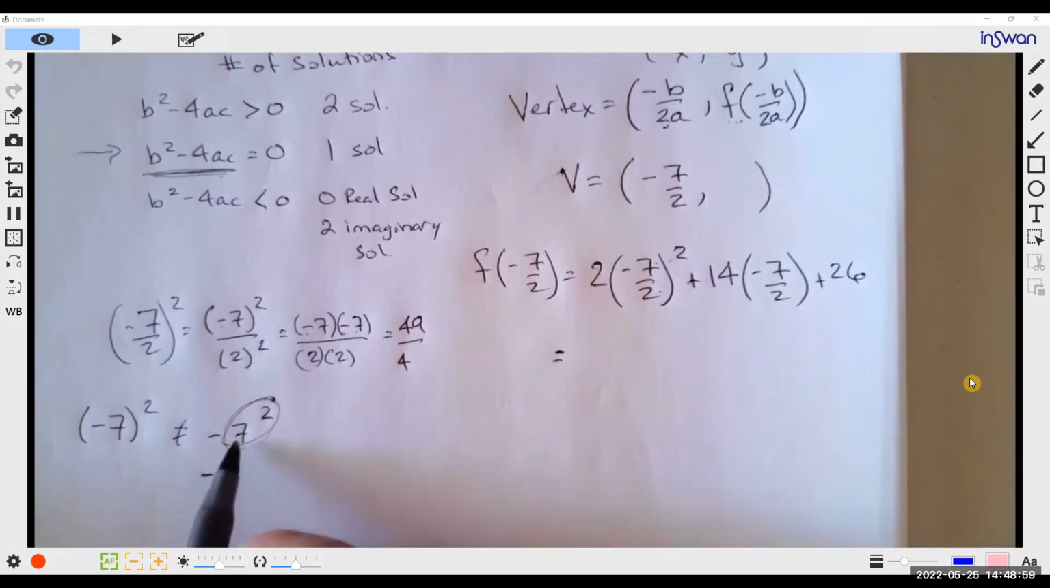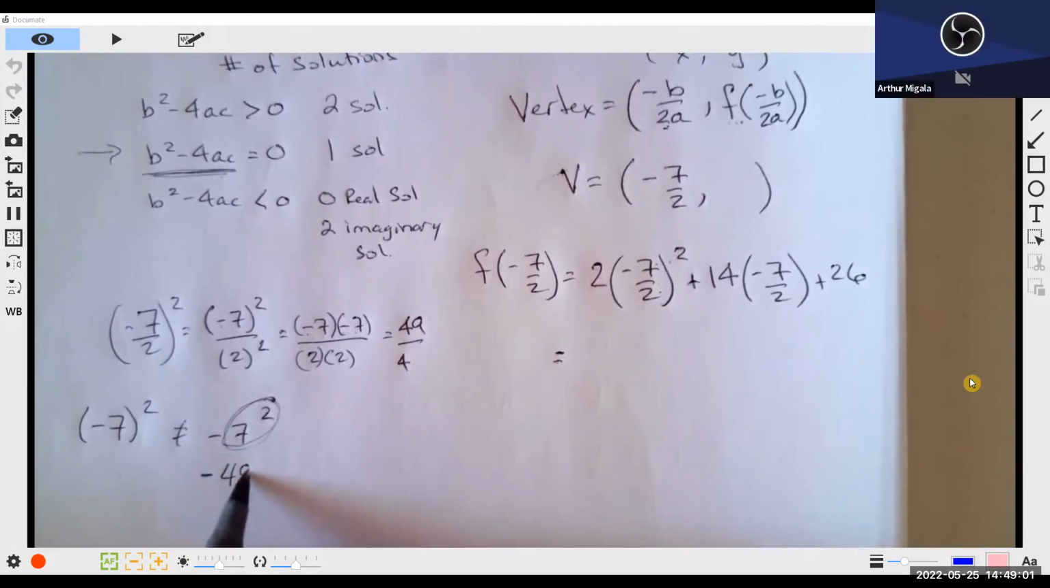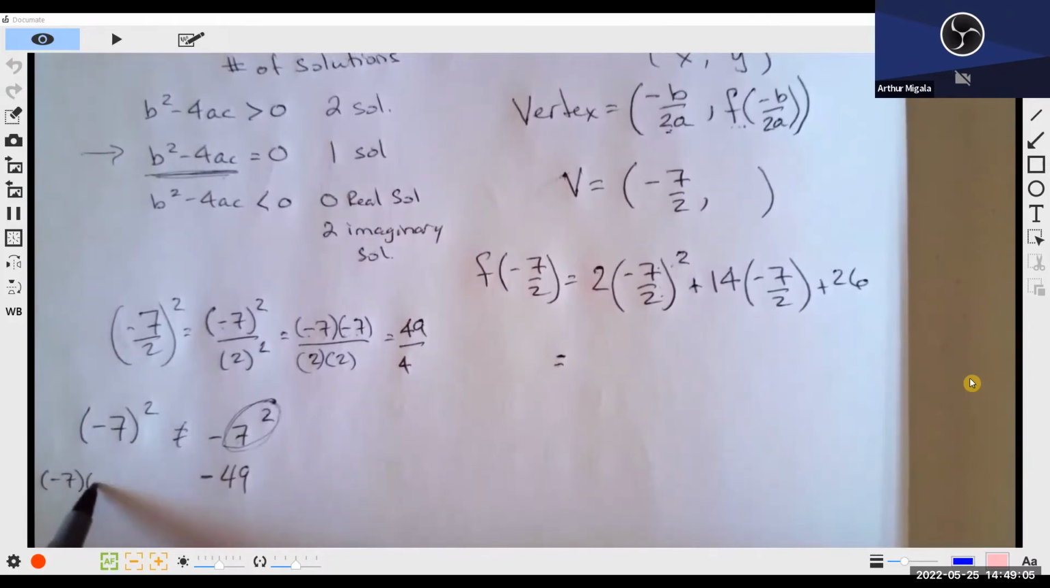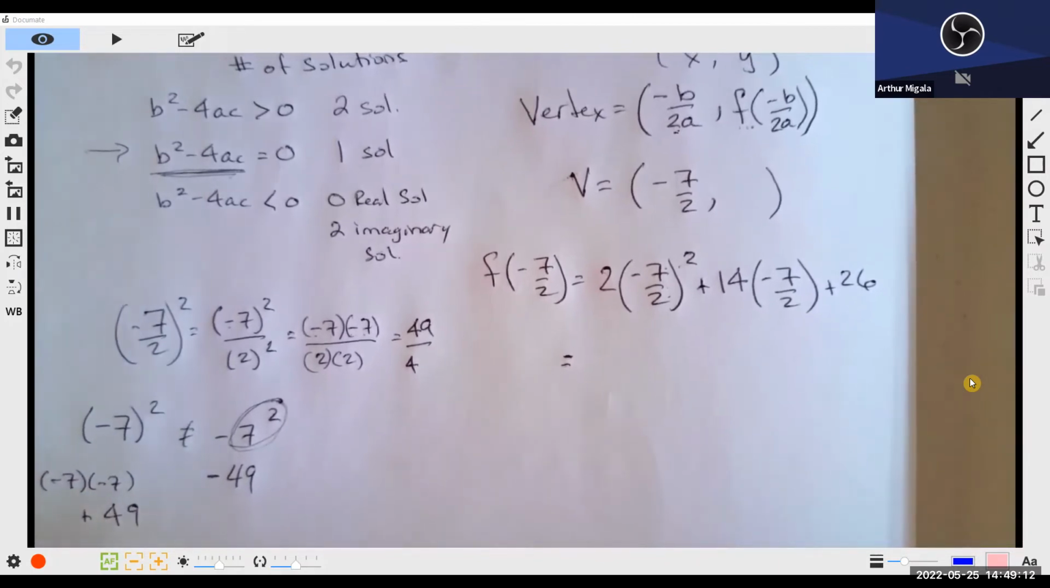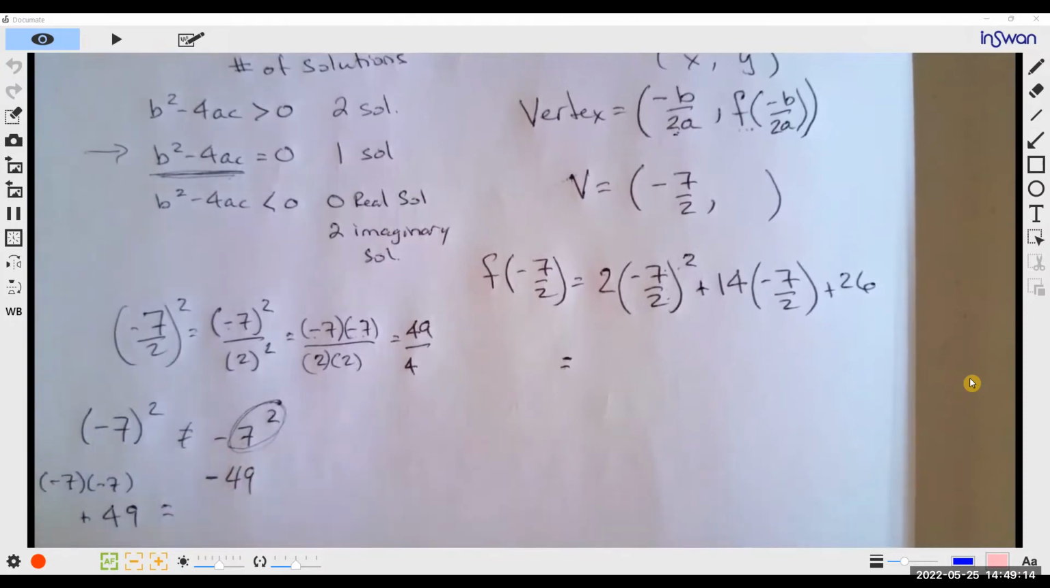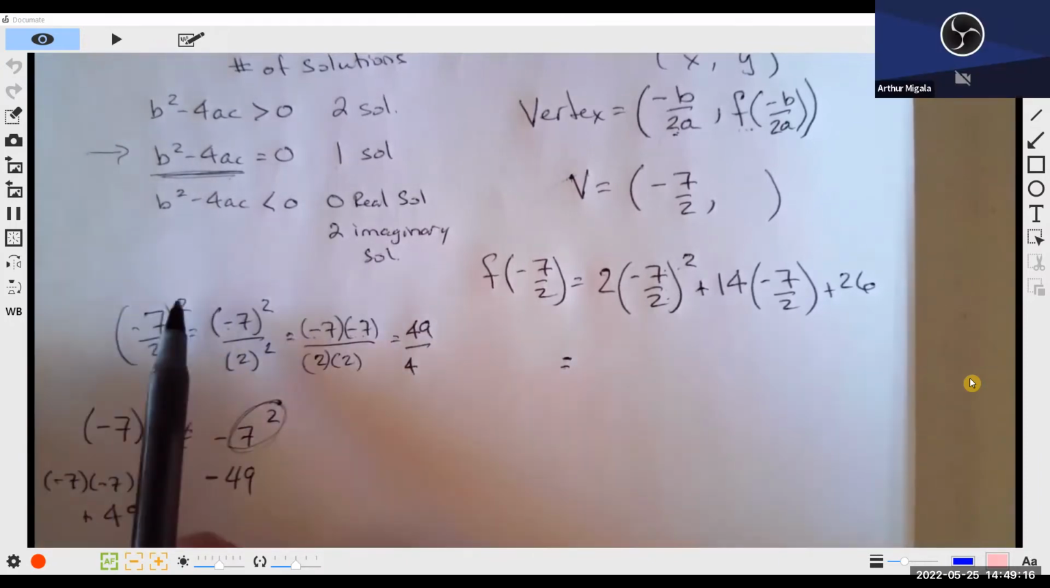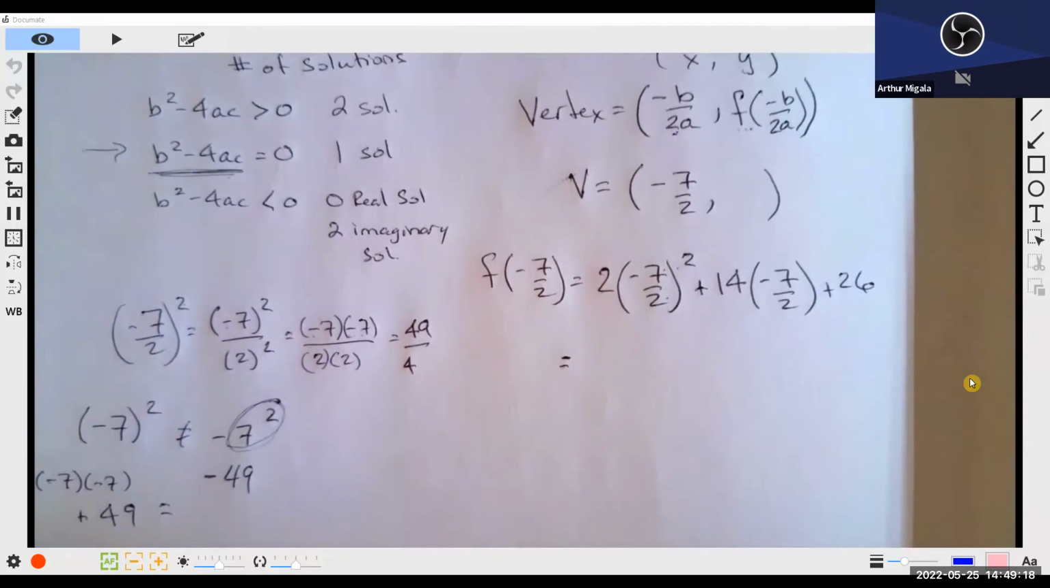So the negative stays out there, and 7 times 7 is 49. But this one, I take the negative and put it there twice. So negative times negative is positive, and 7 times 7 is 49. So whenever you have any negative number and you square it, you have to make sure you put it in parentheses.